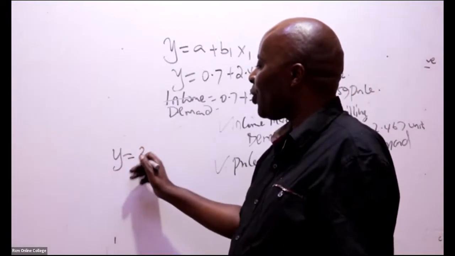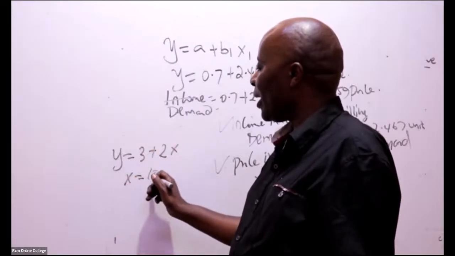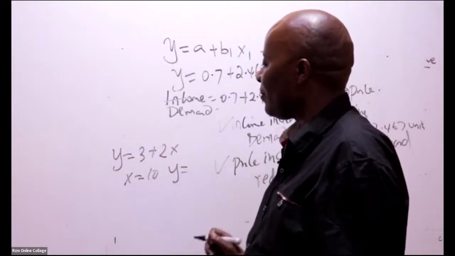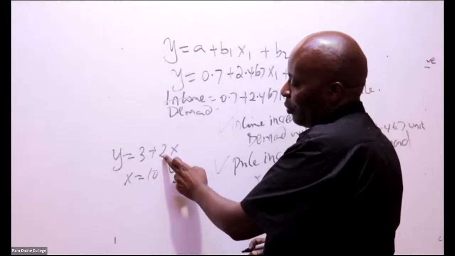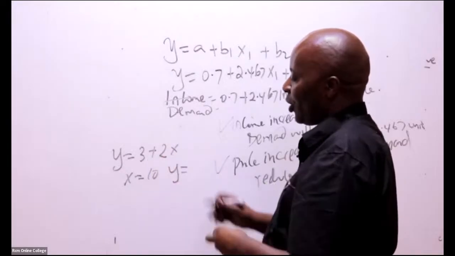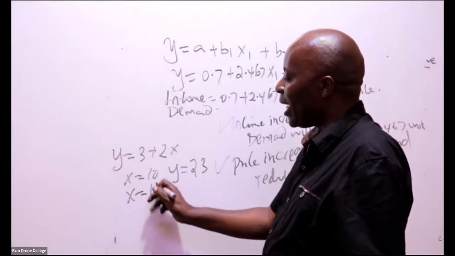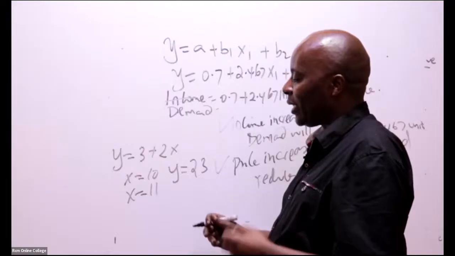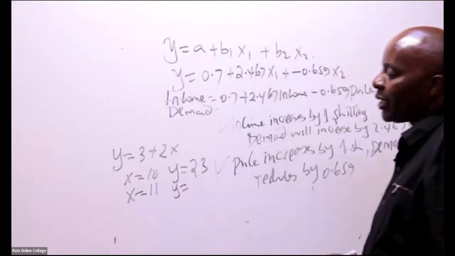Assuming our y is 3 plus 2x. When x, for example, is 10, can somebody give me the value of y? If in this case x is 10, so this will be 2 times 10 plus 3. So 20 plus 3, so this is 23. How about when x is 11? When x is 11, our y will be equal to what?